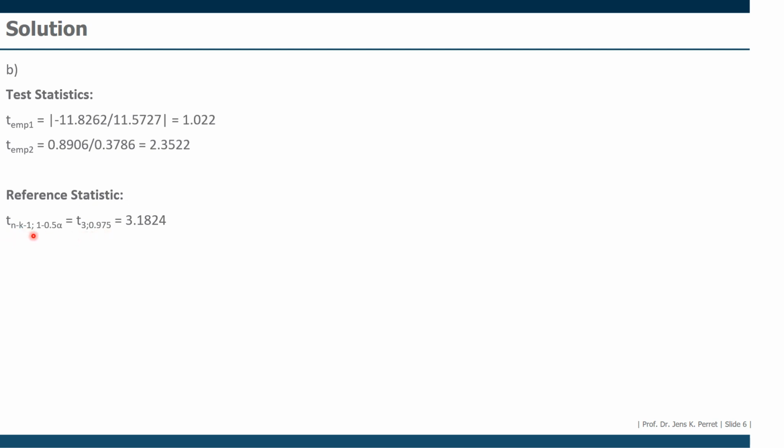5 minus 1 minus 1. Alpha was 5%, so we're going to subtract 1 minus 1 half times 0.05, giving us 0.975. In the table for the t-distribution, we find therefore a value of 3.1824. This value we're going to compare with those two.